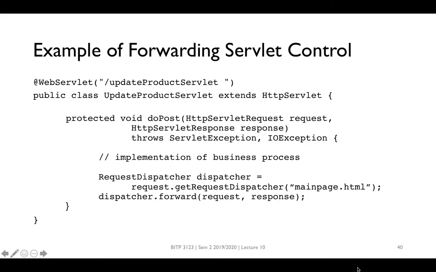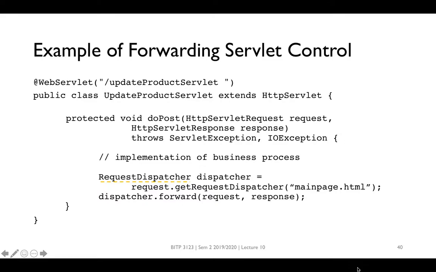This code shows an example of forwarding a servlet control implementation using the doPost method. Let's say this method has implemented some business process. When the implementation ends, the servlet will be forwarded to a page named mainpage.html. To implement forwarding, we need to do it using RequestDispatcher.